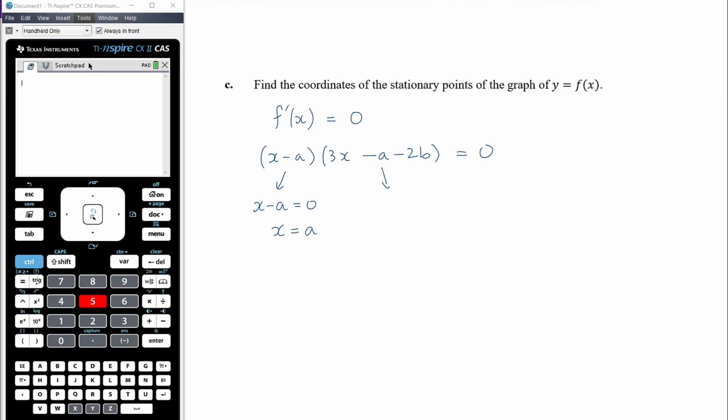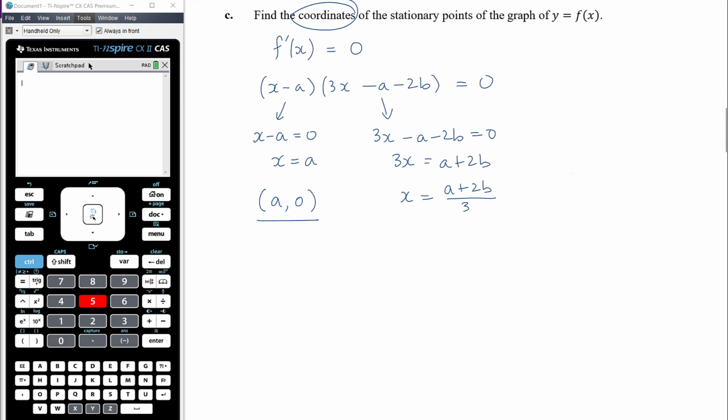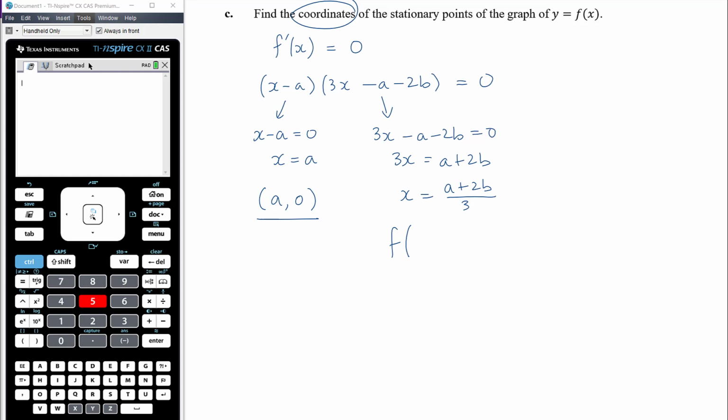And then the other one will be from this solution, so 3x minus a minus 2b equals 0. So that is 3x equals a plus 2b, and so x equals a plus 2b over 3. Alright, we want coordinates of the stationary point, so we found the x coordinates. We know when x equals a, y equals 0, we've already got that on our graph. So we know we have a stationary point at (a, 0), and then obviously we're going to need to substitute a plus 2b over 3 into our function to find the y coordinate of this other turning point.